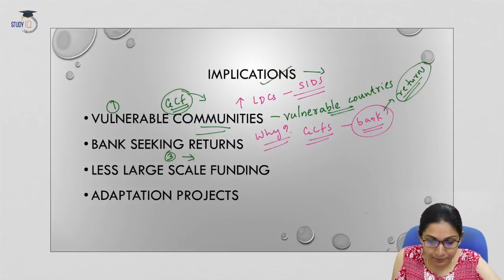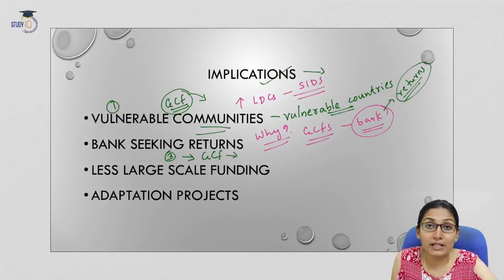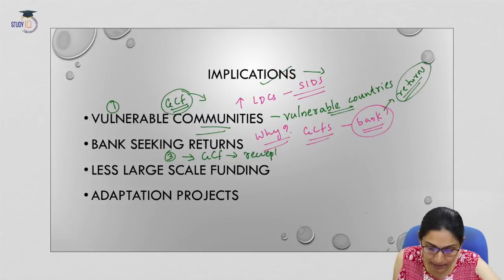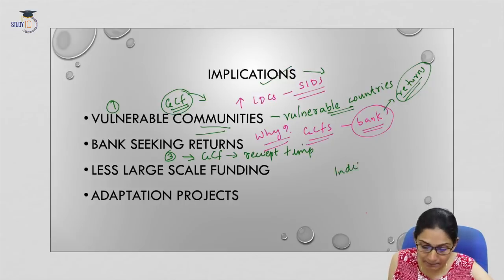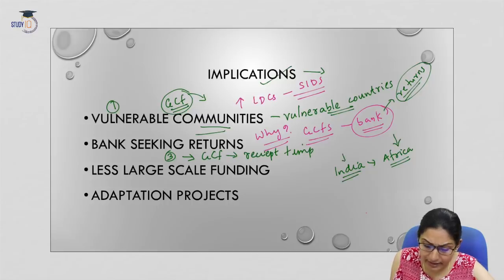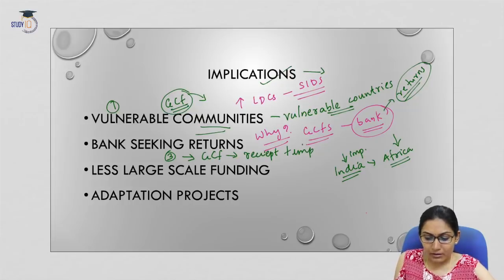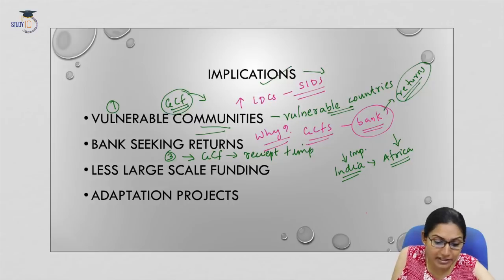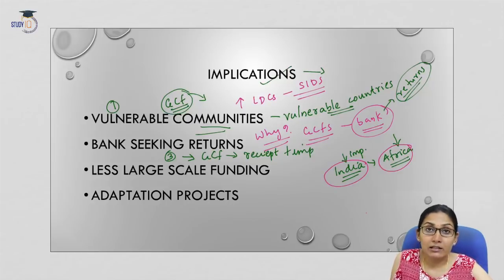Now, third thing is that the Green Climate Fund focuses on fund management capacities. That is the capacity to manage the funds. It focuses on the capacity to manage funds of both the recipient government plus the implementing government. Now, for example, India is implementing a project in a country in Africa. So here the receiving country is Africa, whereas India is the implementing country. So now the Green Climate Fund will focus on the fund management capacity or the capability of the Indian government as well as the recipient country's government. So this is another reason. So this mandate of the Green Climate Fund to look into the management capacities of the recipient as well as the implementing country has made access to large scale funding less possible or difficult.